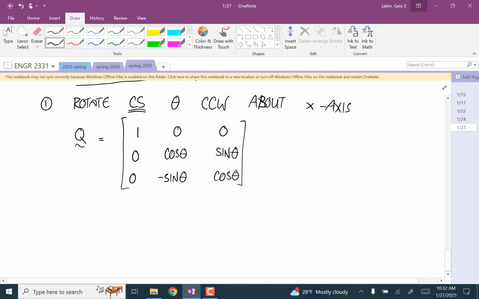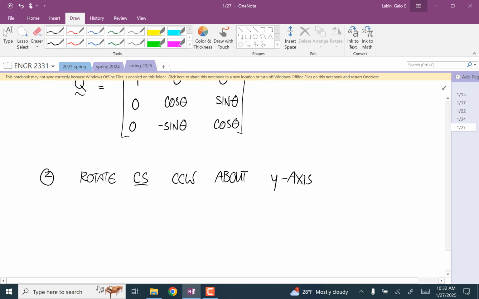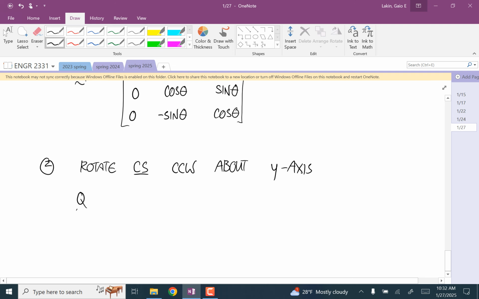Okay, second, what about rotating the coordinate system counterclockwise about the y-axis? Q is equal to cosine theta, 0, negative sine theta, 0, 1, 0, sine theta, 0, cosine theta.